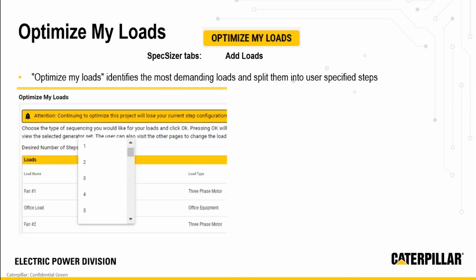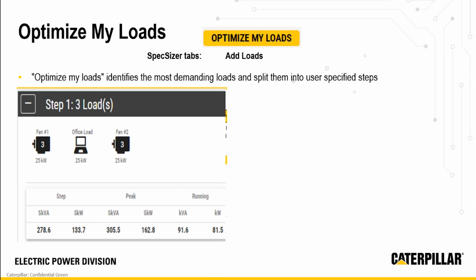So let us look at the screen. If you go into SpecSizer, you can see there are 3 different loads here: fan 1, office load, and fan 2. And under desired number of steps, you can go and specify the number of steps you want to sequence the loads. There is an option to select optimum as well. Then SpecSizer will use its own logic to find the optimum steps so that a smaller genset can be selected. So in this example, as I said, we have a 25 kilowatt fan, and then an office load with 25 kilowatt. Then finally, there is a second fan with 25 kilowatt with a starting demand of nearly 138 kilowatt.